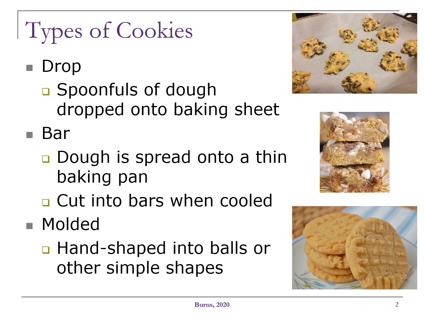Drop cookies are those made by just taking a spoonful of the cookie dough and dropping it onto the baking sheet. Chocolate chip and oatmeal raisin cookies are examples of drop cookies. Bar cookies are those that are baked on a thin sheet or pan and then later cut into bars. So think of pumpkin bars, lemon bars, or brownies.